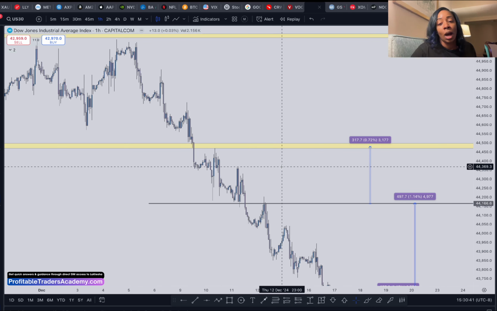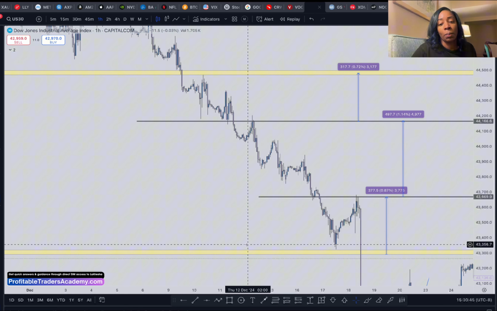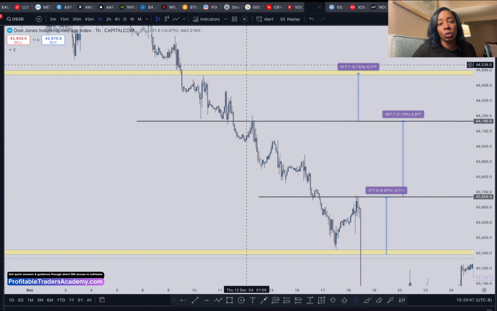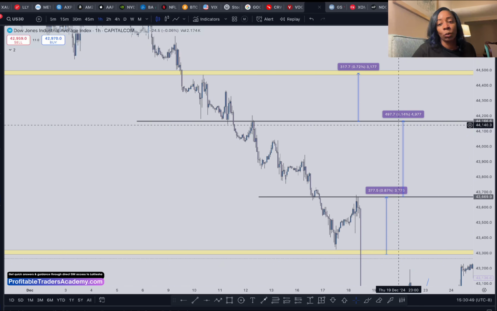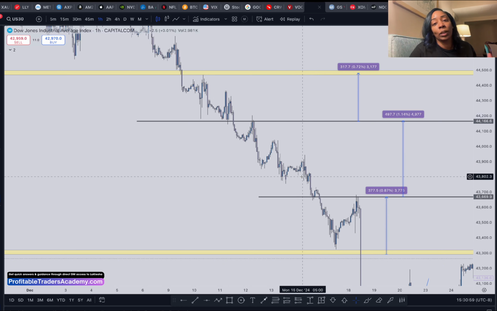And then I noticed that when I drew a level from here to here, this was a really large range. So this level is at 43,306 roughly, really close to 300 flat. And this is a really wide range.